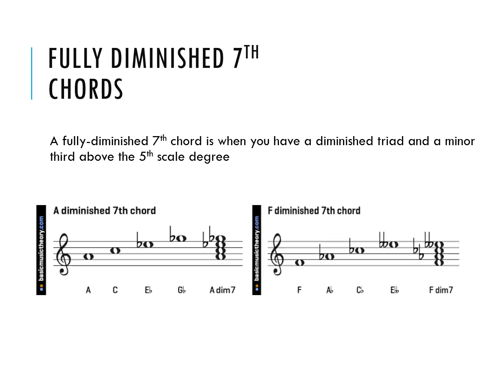Another example would be an F diminished seventh chord. To make this, you need an F diminished triad, which is F, A flat, and C flat, but then a minor third above the fifth scale degree, in this case it would be C flat, would be an E double flat, therefore making an F diminished seventh chord, F, A flat, C flat, and E double flat.